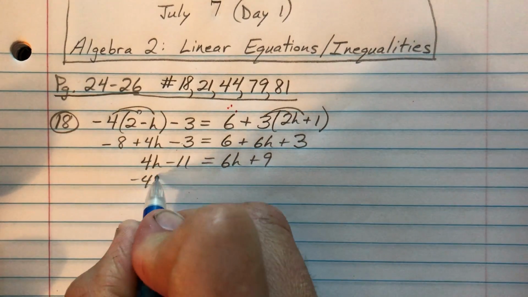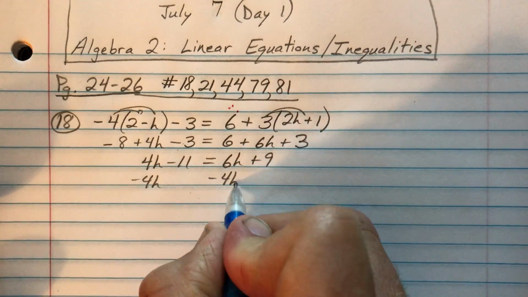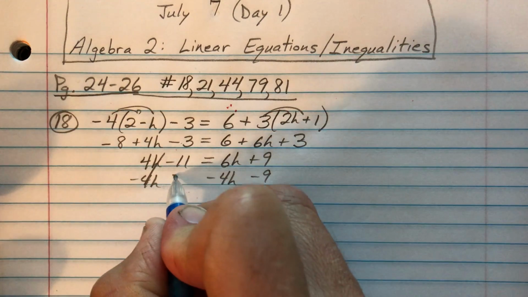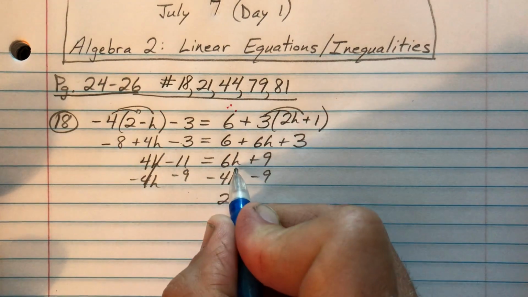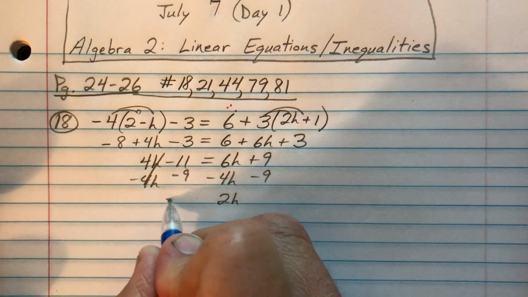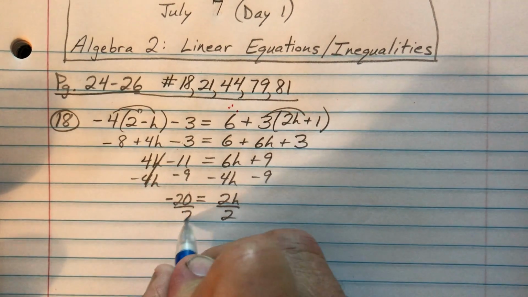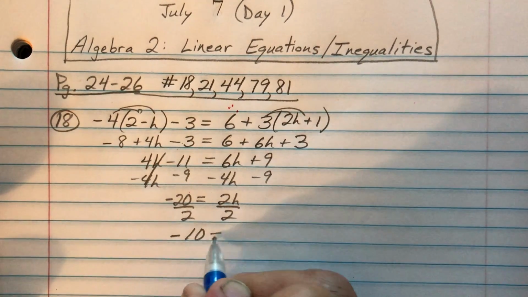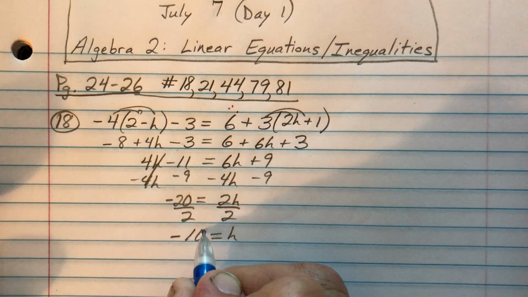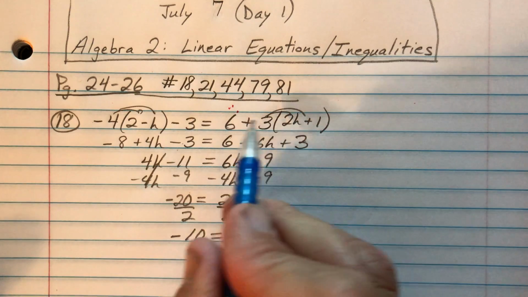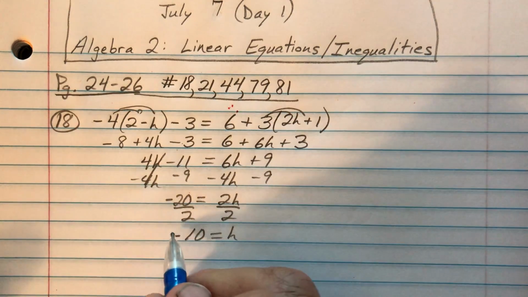Let's move all the h's to the left to avoid any negatives. And maybe we'll move all the numbers, therefore, move all the h's to the right and the numbers to the left. Then we'll divide by 2. So -10, we could be sure that -10 is the answer. If we take -10 and plug it in place of all the h's, both sides should be equal.